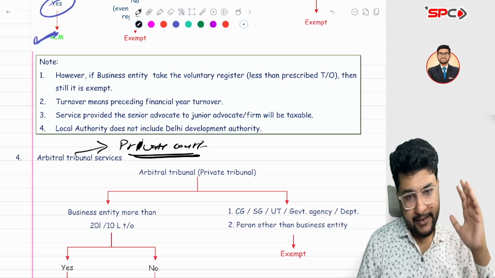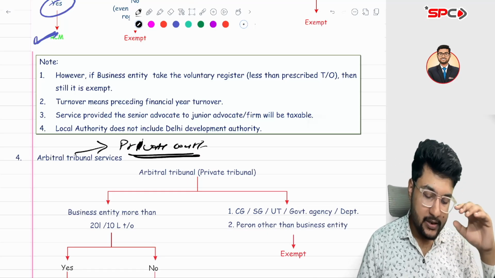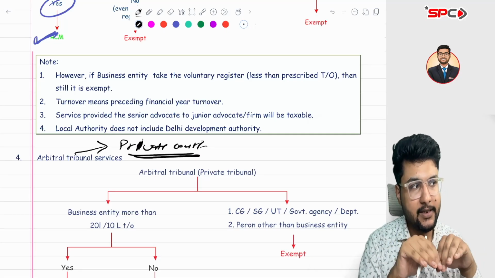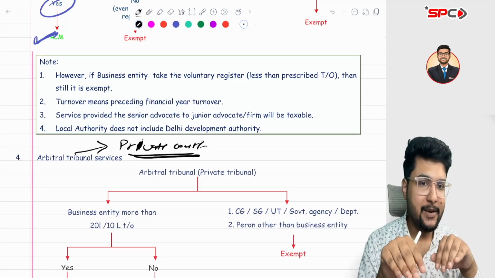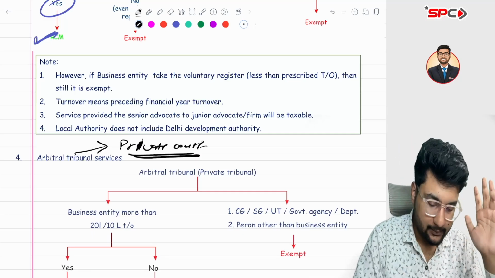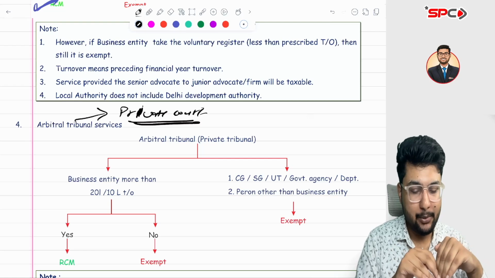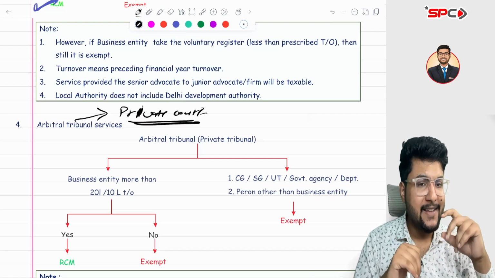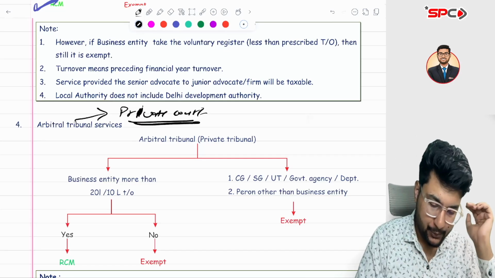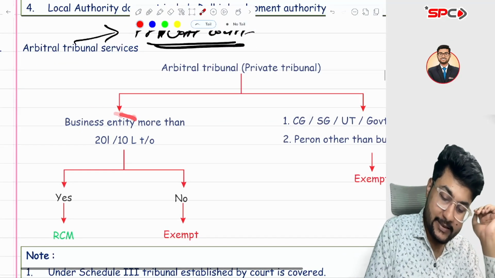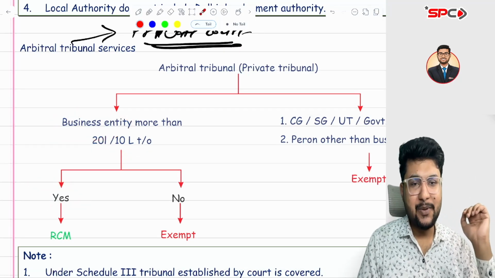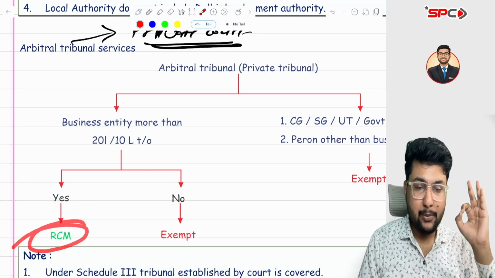Let's take an example. 25 years ago, Dhirubhai Ambani divided his property between his two sons. First is Mukesh Ambani. The other, I forget the name. So he divided the property in two parts. For that he had an arbitral tribunal. He went to a private court because it's a property dispute matter. So here Reliance is a business entity whose turnover is more than 10-20 lakhs, and in that case Reliance has to pay the fees under RCM and deposit it to the government.